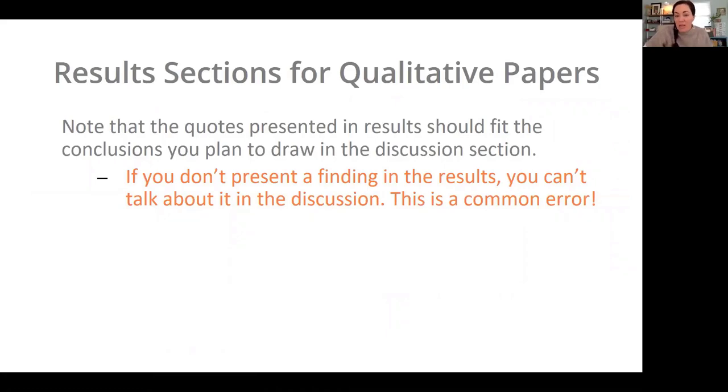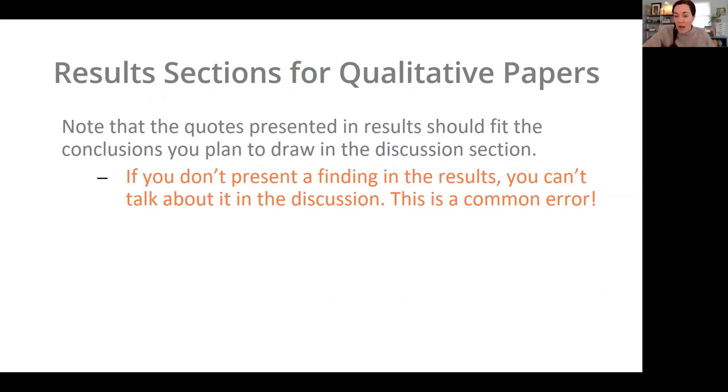The quotes presented in your results need to be appropriate for what you're going to talk about in your conclusions. So this is something that, when I get to my conclusions section, I'll sometimes say, oh, wait, did I talk about this in the results? I can't discuss this in the discussion if I don't provide that finding in the findings section. So you draft your findings section and then you work on your conclusions and your discussion, but you think about, did I present this sufficiently to be able to have these discussion points in the discussion section?